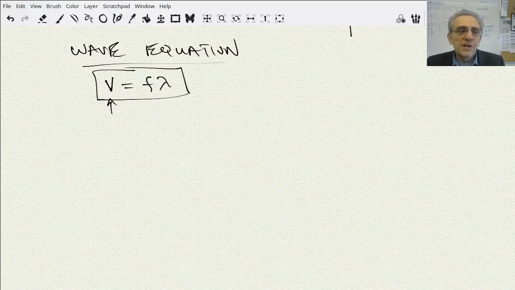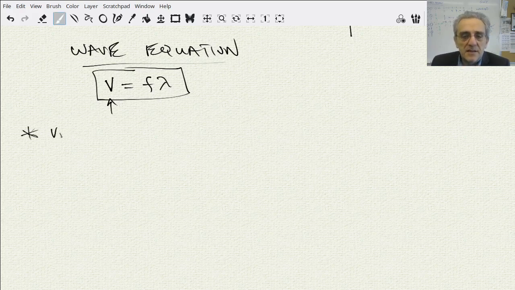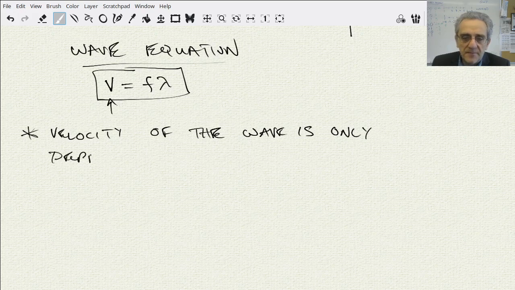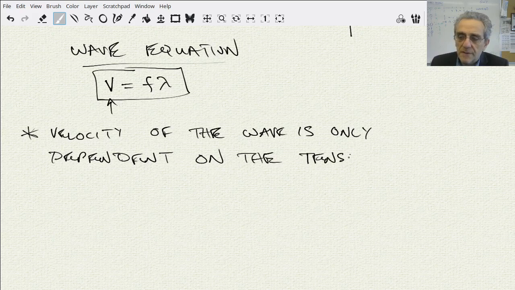Okay, so the conclusion that we can come to from our little exploration of that wave generator is that the velocity of the wave is only dependent on the tension. Now, when I say tension, I'm going to put this in brackets, and I'll say on the medium of the wave.